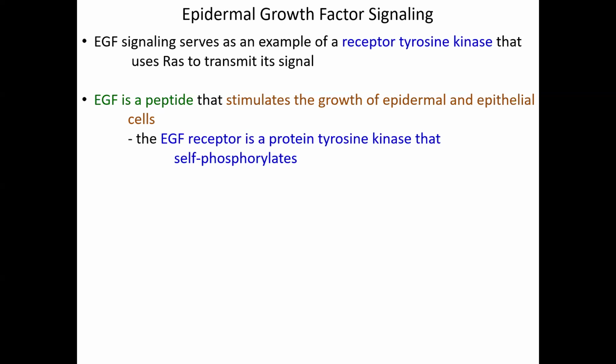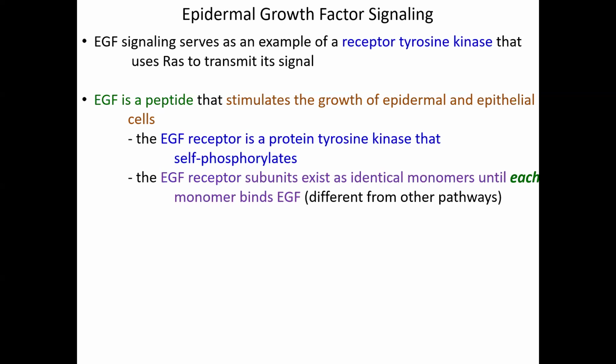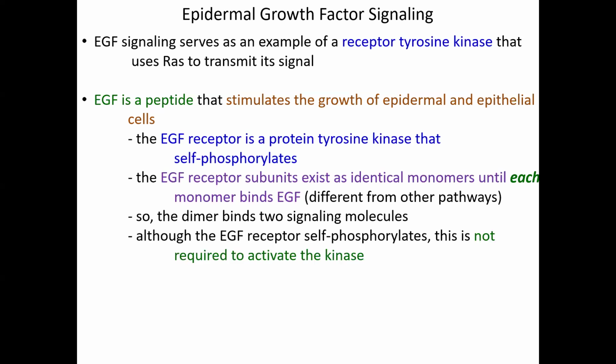The EGF receptor is, in this case study, of course, no surprise, a protein tyrosine kinase, and it self-phosphorylates. So it's an enzyme-linked receptor. It's a receptor tyrosine kinase. The EGF receptor subunits exist as identical monomers separated in half. When EGF binds, it's going to bridge those two monomers together. Those two monomers can autophosphorylate and signal can be transduced. So it's the dimer of the receptor. It's the dimer of the signaling molecule that brings the receptor together.